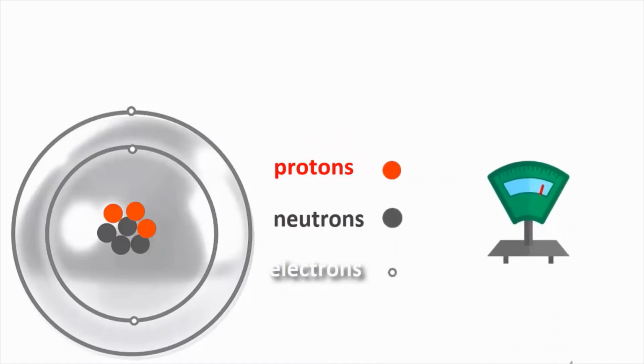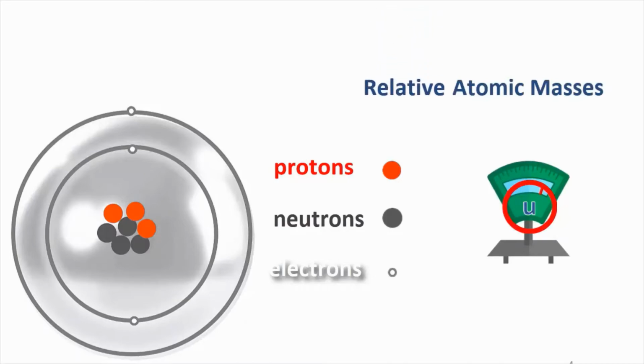But first, do we weigh using atomic masses with the unit U, or with relative atomic masses without the unit? Because they're numerically the same, it doesn't matter. So we'll stick with relative atomic masses and drop the unit, making it simpler. Let's weigh them.